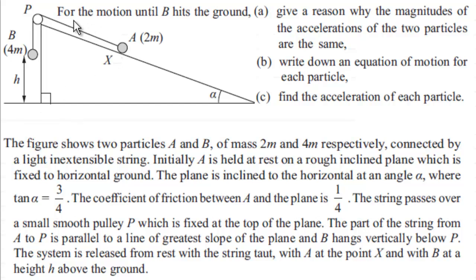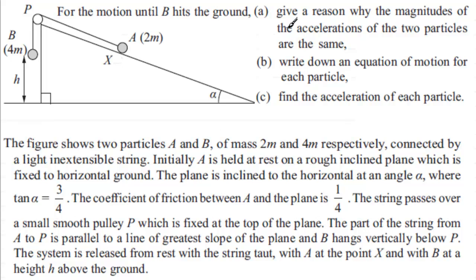And what we've got to do for the motion until B hits the ground is, in part A, give a reason why the magnitudes of the accelerations of the two particles are the same, in part B write down an equation of motion for each particle, and in part C find the acceleration of each particle. Okay, well let's just see how you got on if you did have a go at this.